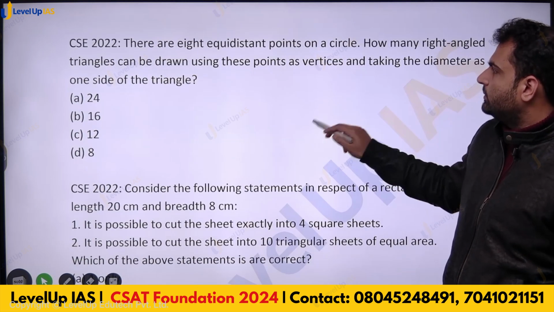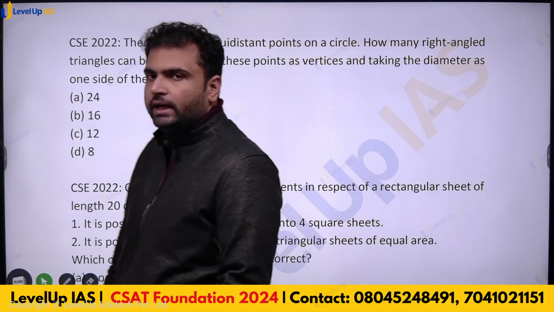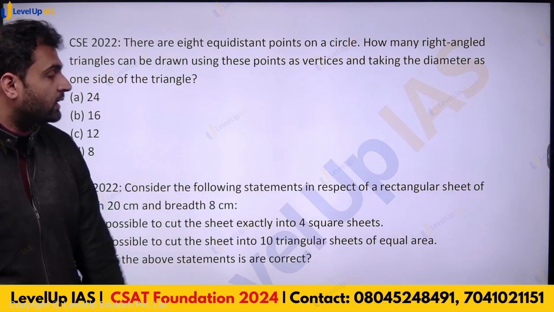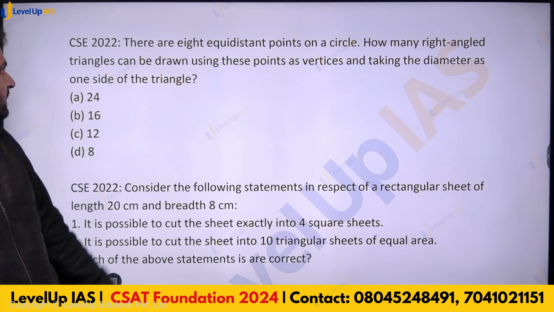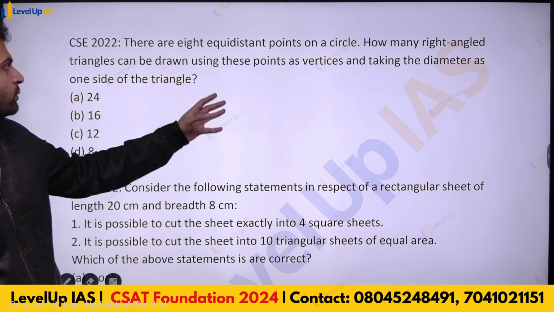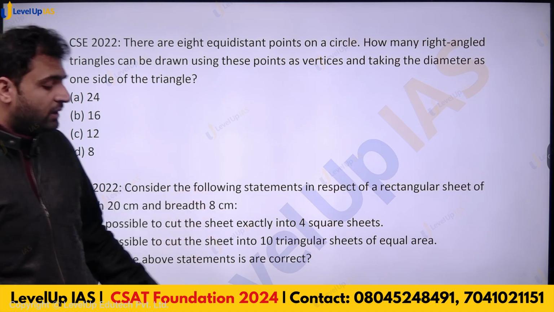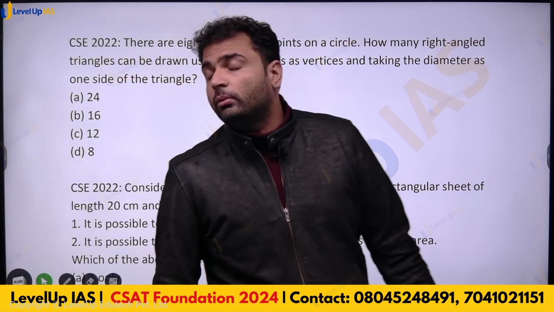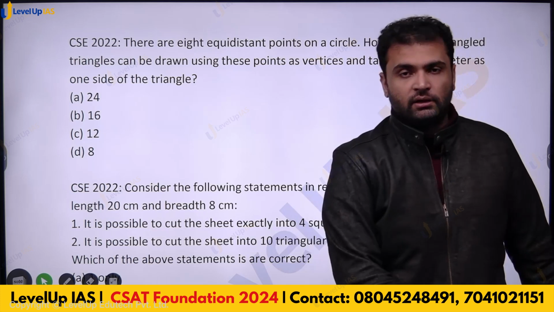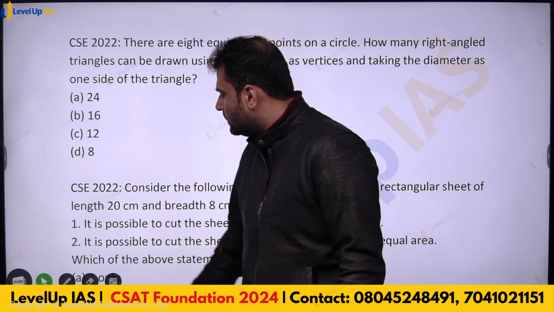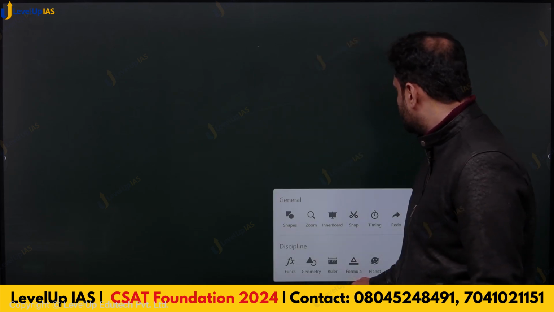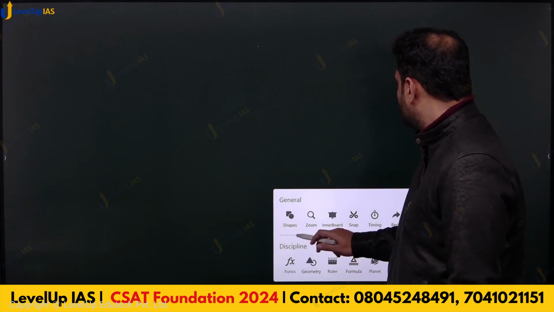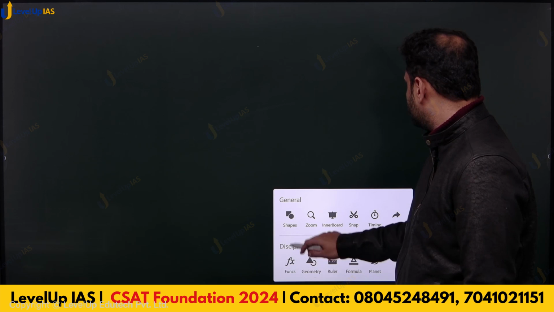Let us see the next question. Question is, there are 8 equidistant points on a circle, and they are asking how many right angle triangles can be drawn using these points as vertices and taking the diameter as one side of the triangle. So what we have? We have 8 equidistant points on a circle. So let me draw a circle.